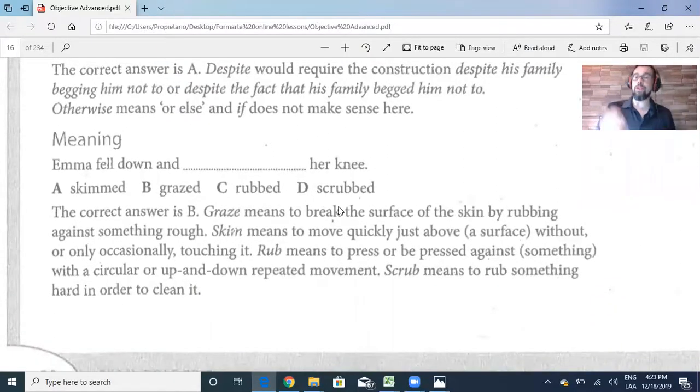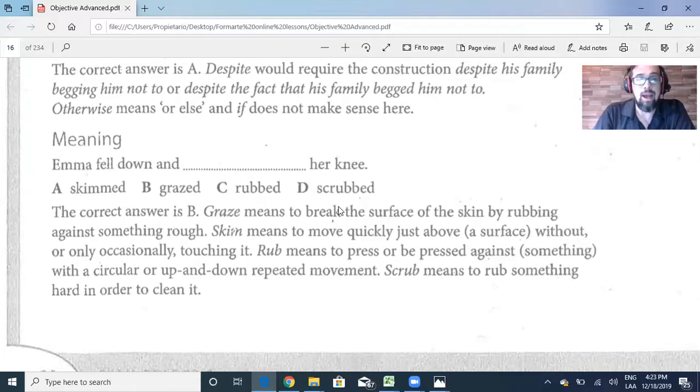Also, we need to learn the meaning of vocabulary. Remember, in every single unit, we're going to be seeing different vocabulary words. So we just need to know in general the meaning of vocabulary words. For example, Emma fell down and her knee. Skim her knee, graze her knee, rub her knee, scrub her knee. Well, which of those vocabulary words fit with that sentence? Well, the correct answer is B.